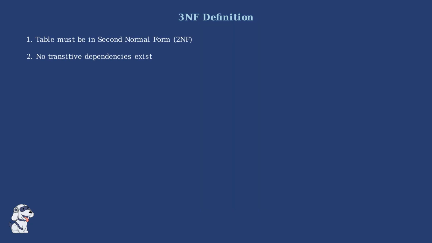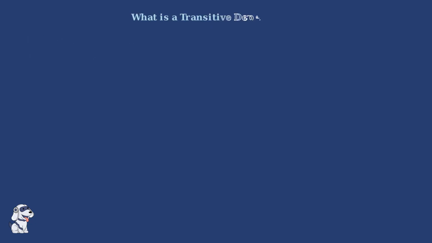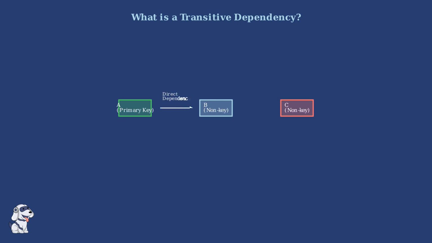First, the table must already be in second normal form, meaning it has no partial dependencies. Second, and most importantly for 3NF, there must be no transitive dependencies present in the table structure. A transitive dependency occurs when a non-key attribute depends on another non-key attribute rather than directly on the primary key.